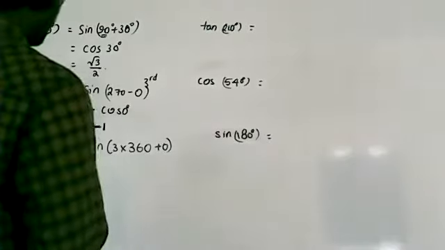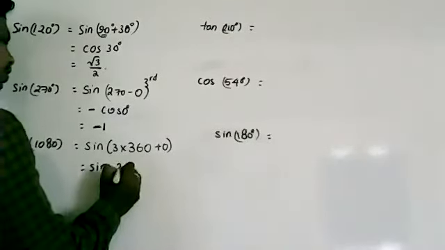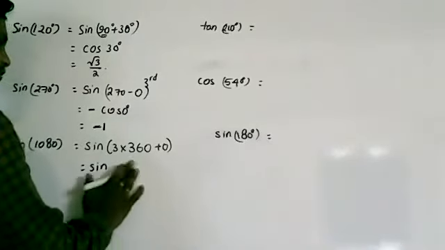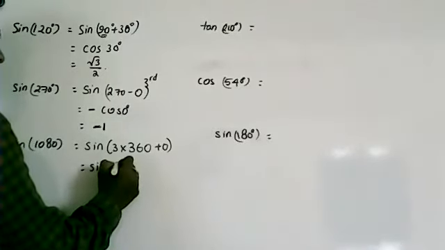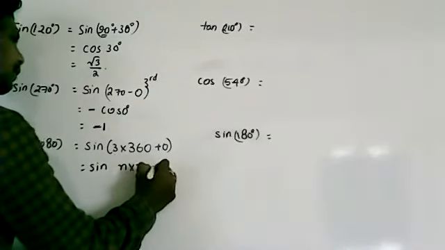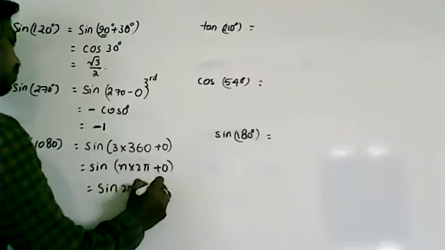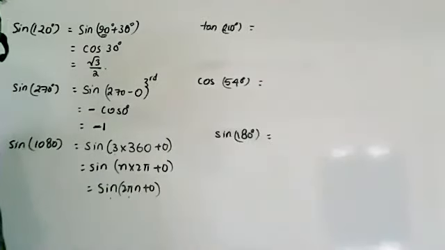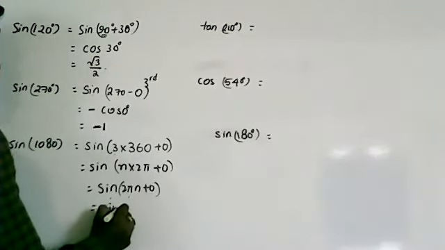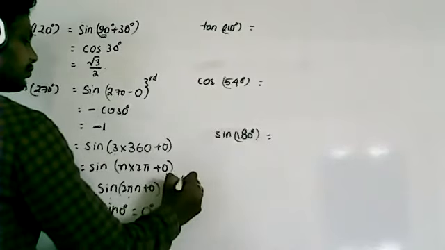Now you can write this as sine of 2n pi, or else I will take this as, for example, sine of 3 into 360. This is n into 2 pi plus 0. Now that is nothing but sine 2 pi n plus 0. Now remember, sine 2 pi n means it will always be in the first quadrant. We already discussed. In the first quadrant sine is positive only. Therefore, plus sine 0, that is 0. Clear? 2 pi n means it lies in the first quadrant.